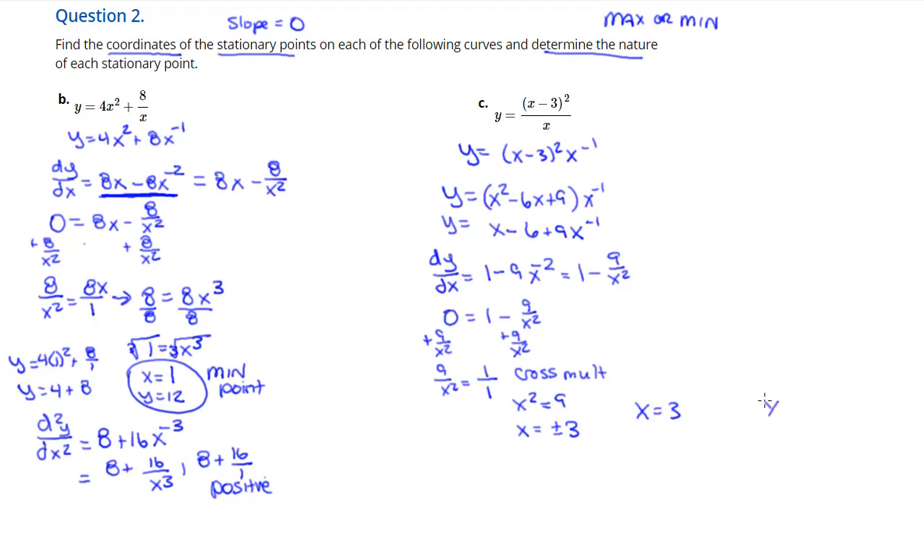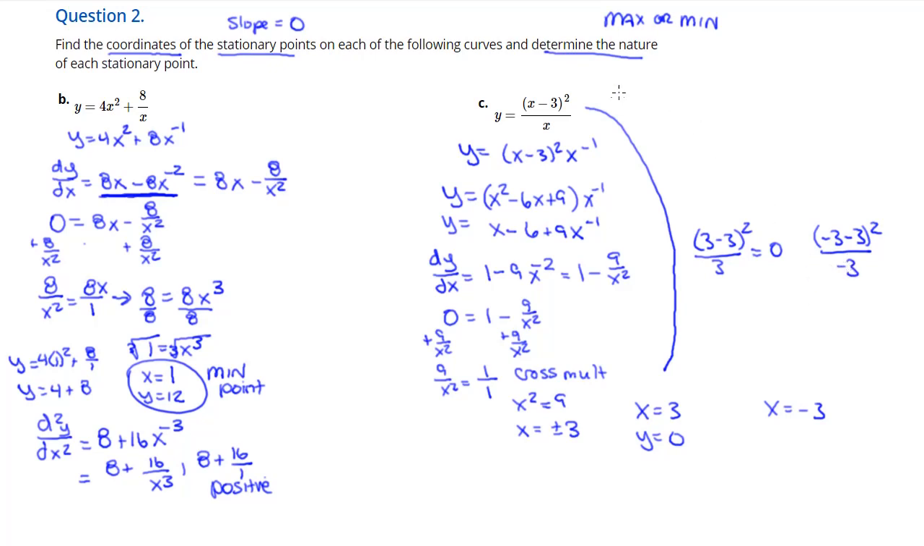So if I got plus or minus 3 as my two x's, I got to plug them back in and find out what my y's are. My y's are going to be 0. And then when I do the second one, that's going to be, let's see, negative 3. That's going to be negative 12. So now we've got our 2 points.